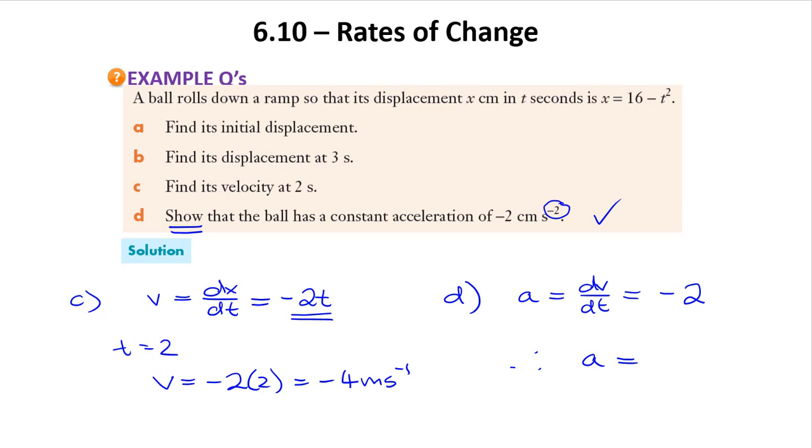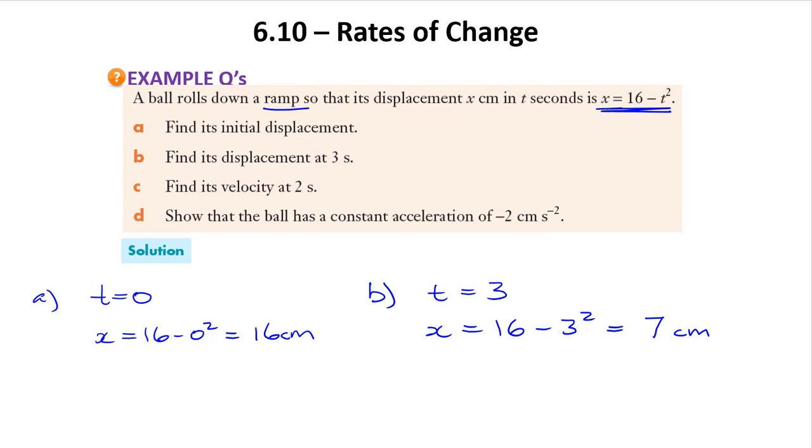So we can say here that the acceleration of this particle is always going to be minus 2 centimeters per second squared. So it's always accelerating back towards the origin. It could be something like a ball on a ramp, but it could also be a mass on a spring, for instance.